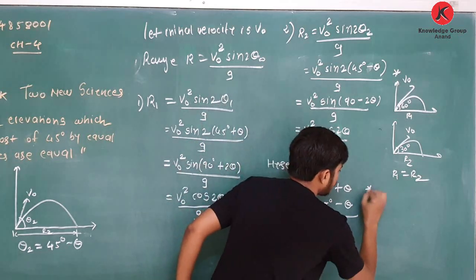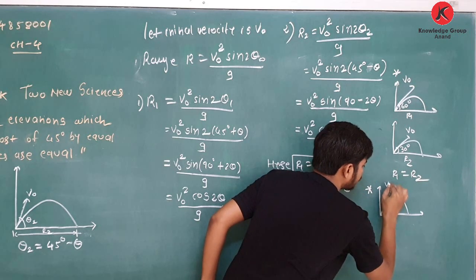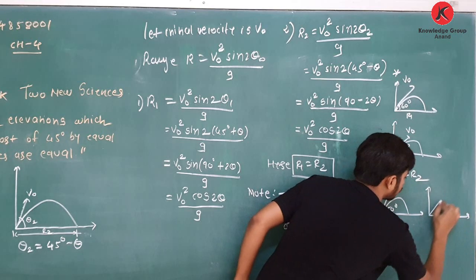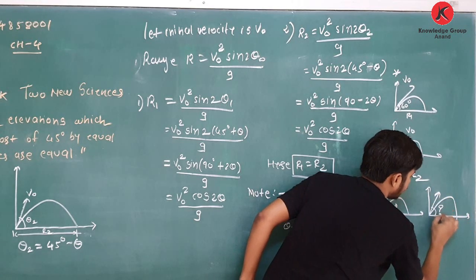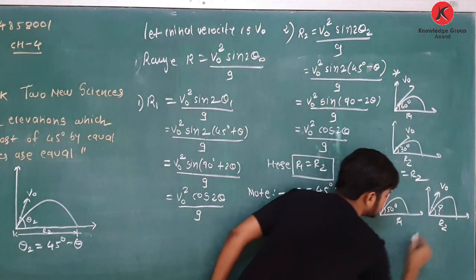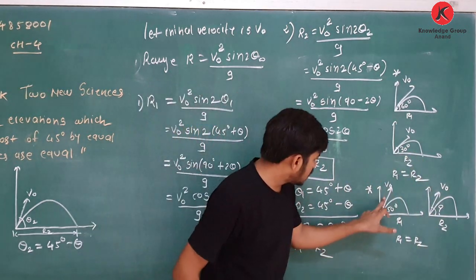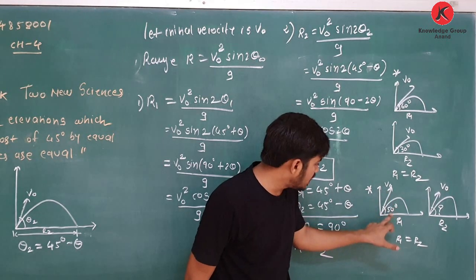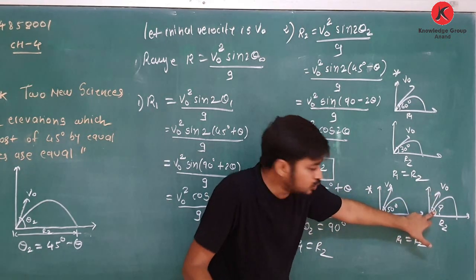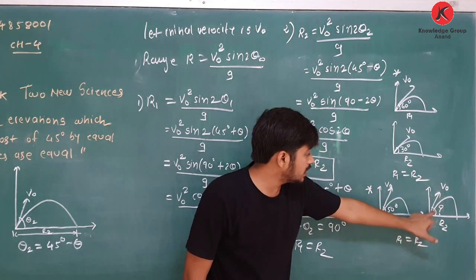For example, in this case, an object is thrown with speed v0 at an angle of 50 degrees. In another case, an object is thrown at some angle. I don't know what this angle is, but the speed is v0. In this case, the ranges R1 and R2 are equal. Understand? First case, initial speed v0 at angle 50 degrees. Another case, speed v0, angle unknown, and ranges R1 and R2 are the same. Then find what this angle is. You have to find this angle.